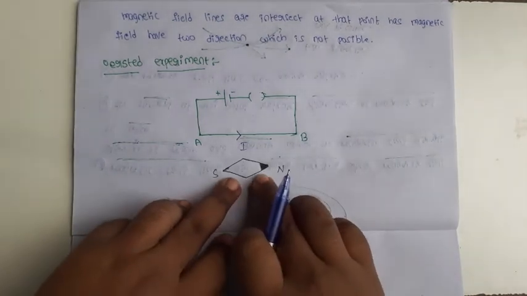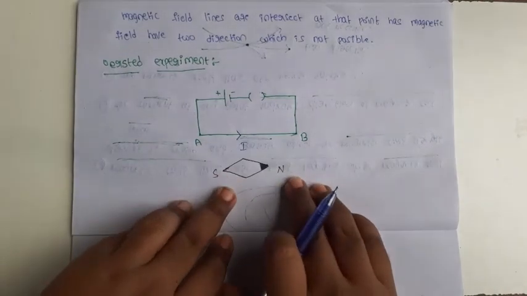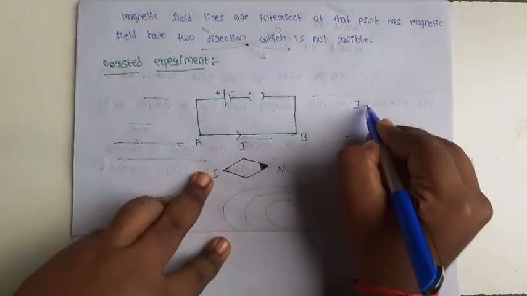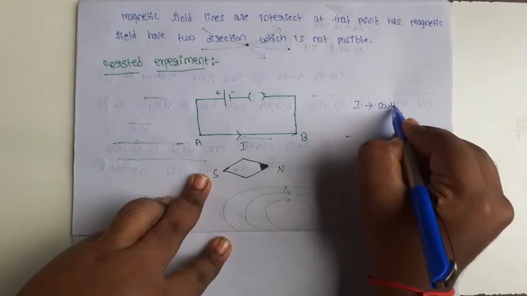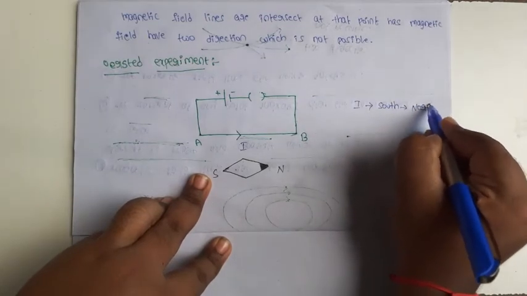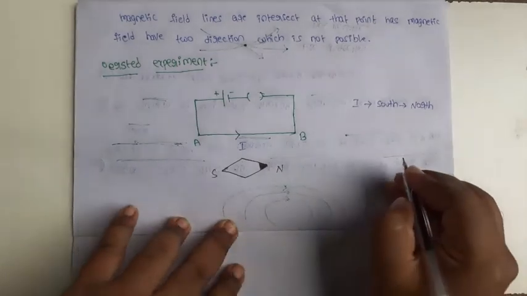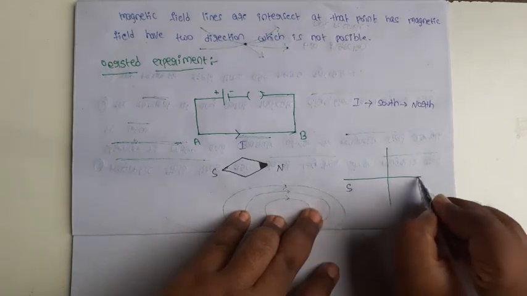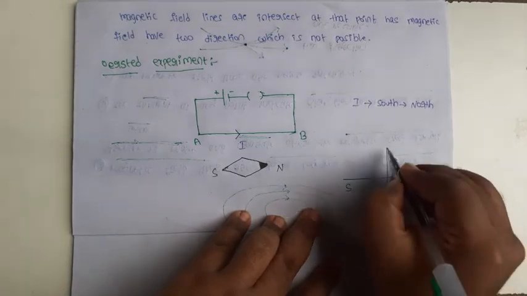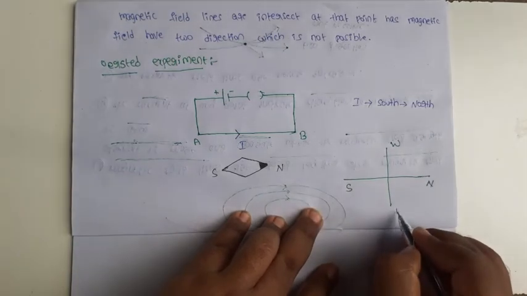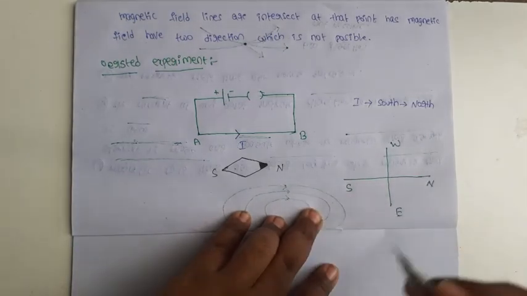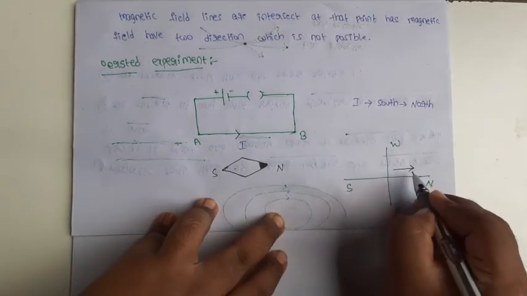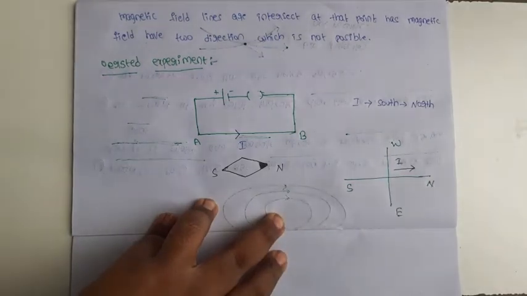Compare the magnetic needle with the electric wire. What is the direction of the current? South to north direction. So the current flows from south to north. This is the south direction, this is the north direction, west direction, east direction. So the current direction is south to north.